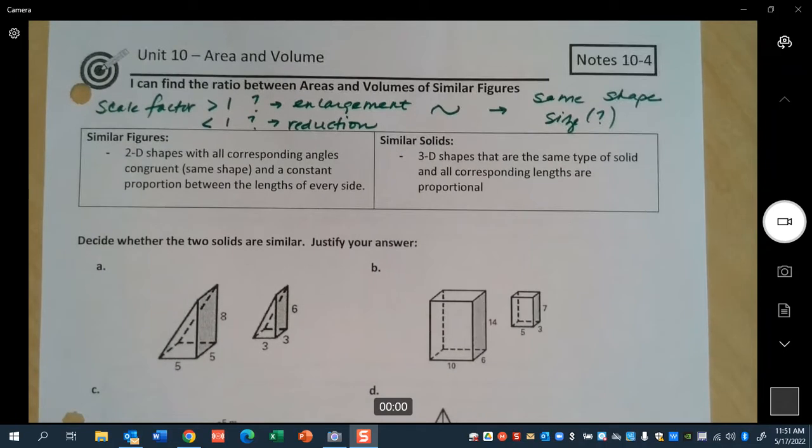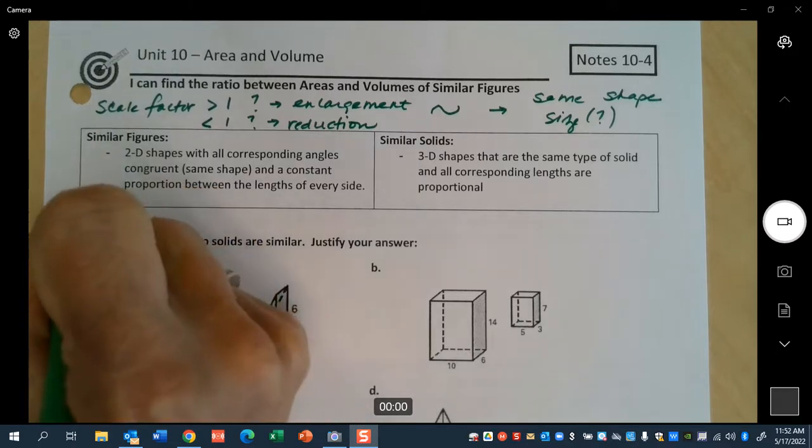When we talked about transformations, we talked about dilations. Think of a dial, you can turn it up or turn it down. If you make something bigger, it's an enlargement. If you make something smaller, it's a reduction. All right, so when we talk about similar figures, which we were doing with triangles and whatnot, we can talk about two-dimensional shapes with all corresponding angles congruent and a constant proportion between the lengths of every side.